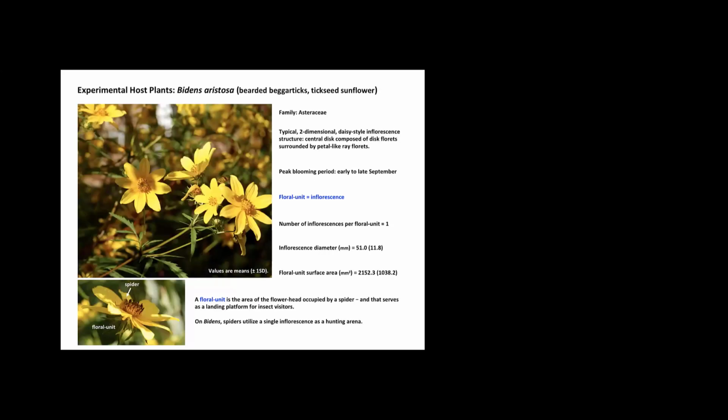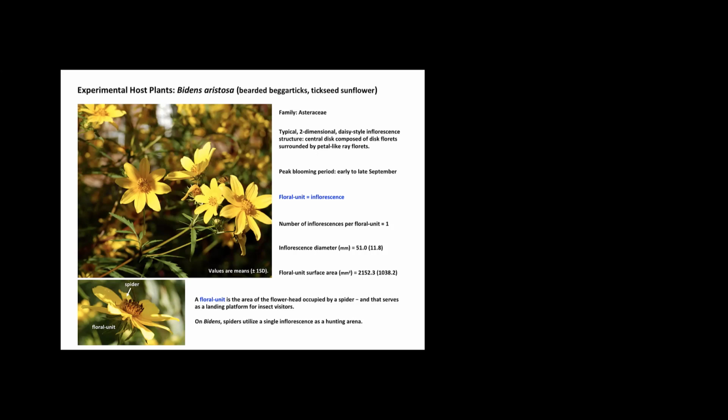The floral architecture of Bidens aristosa, commonly known as beggarticks, is quite a bit different. It's much more two-dimensional, and here the floral unit is a single inflorescence, which is quite large, and is composed of a central disc of small disc florets that are surrounded by 8 to 10 large petal-like ray florets.